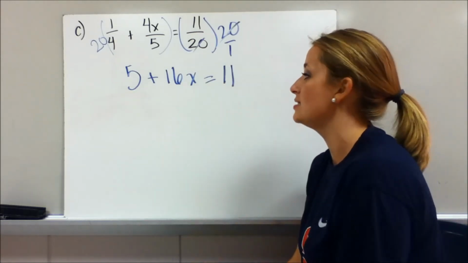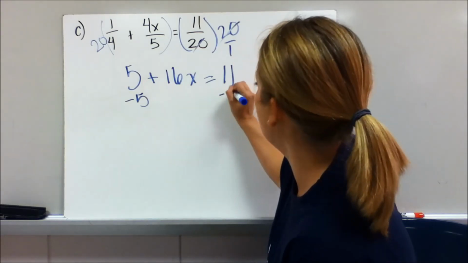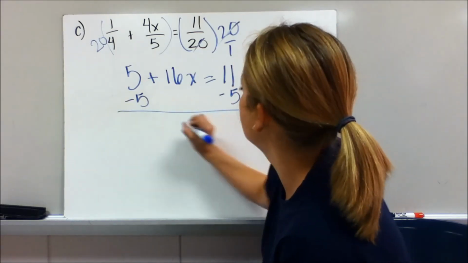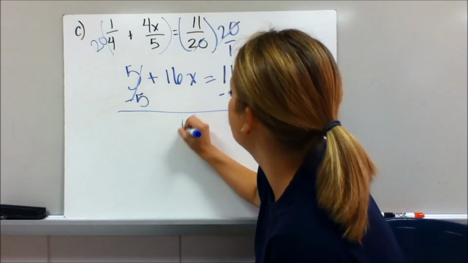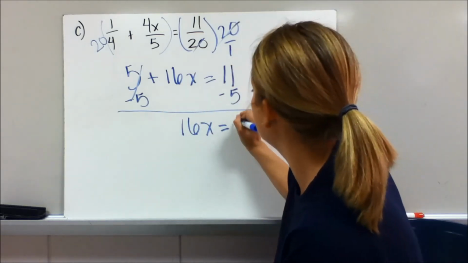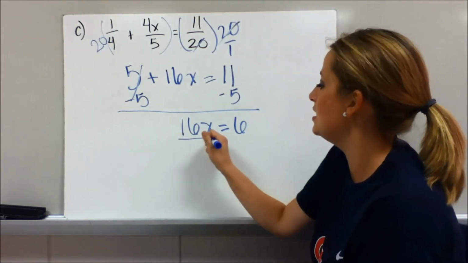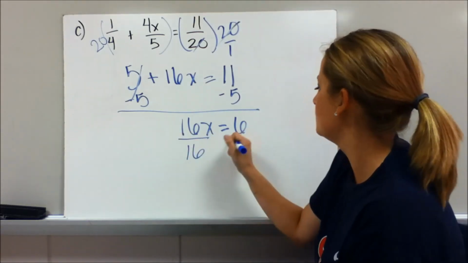5 plus 16x equals 11. I'm going to subtract 5 on both sides. That cancels. I have 16x equals 11 minus 5, which is 6. Then I'm going to divide both sides by 16 to undo that multiplying.